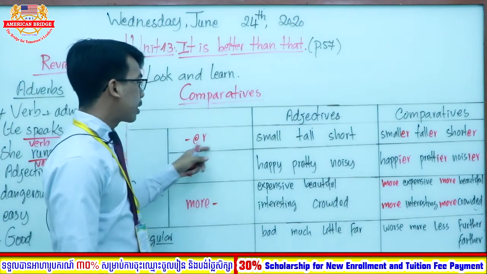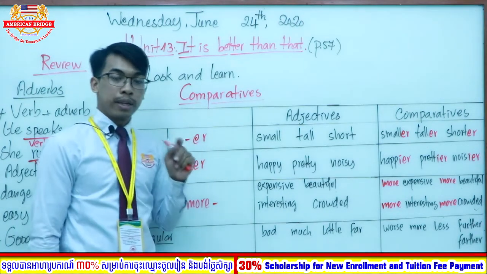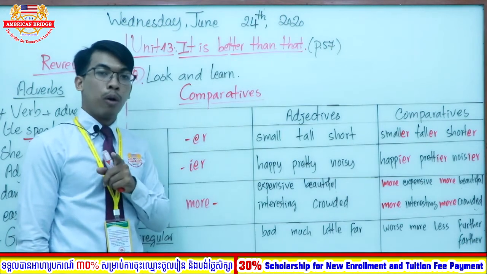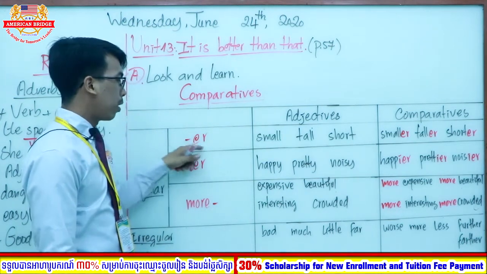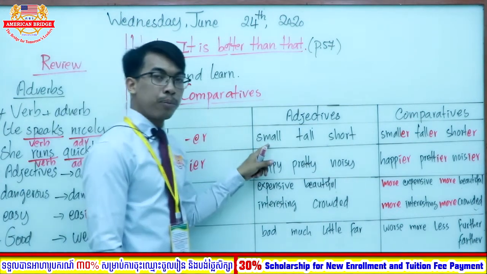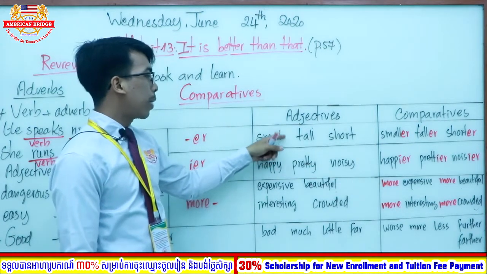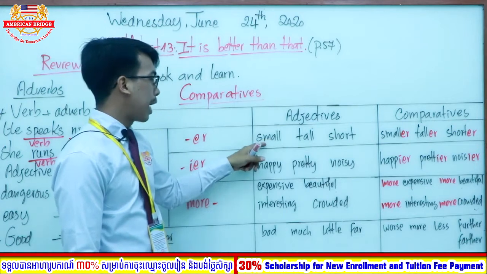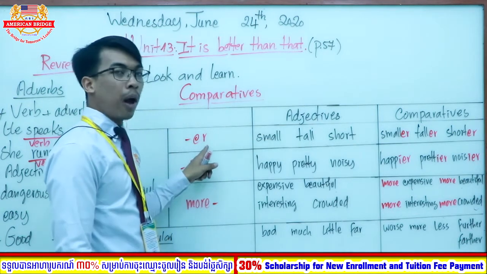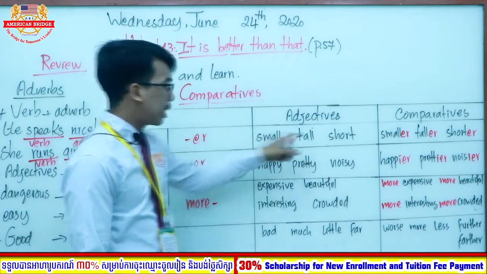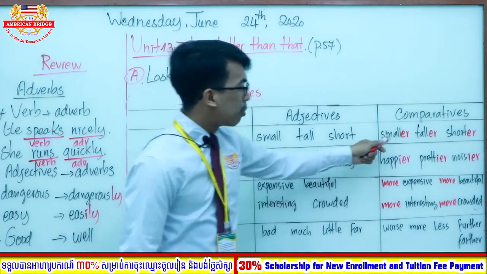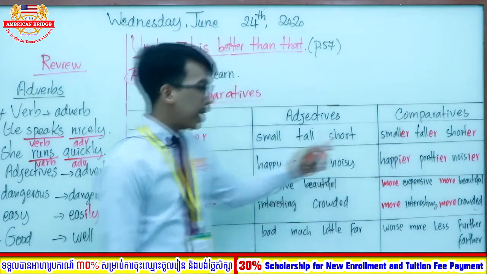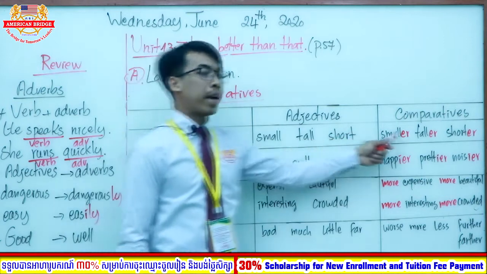ER. For ER, you have to remember that the adjective has only one syllable, like the word small. When we want to change small to the comparative, we just add ER. Let's see it together, everyone. Small, smaller. We add ER and it becomes comparative.